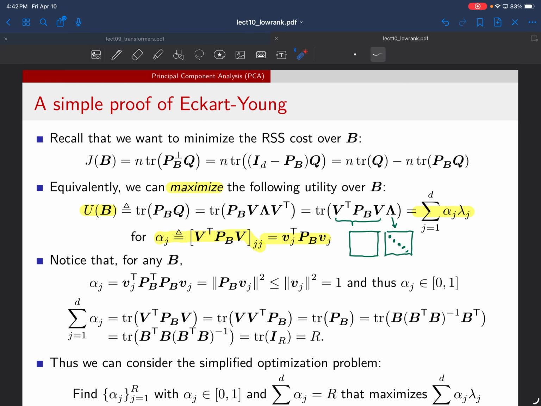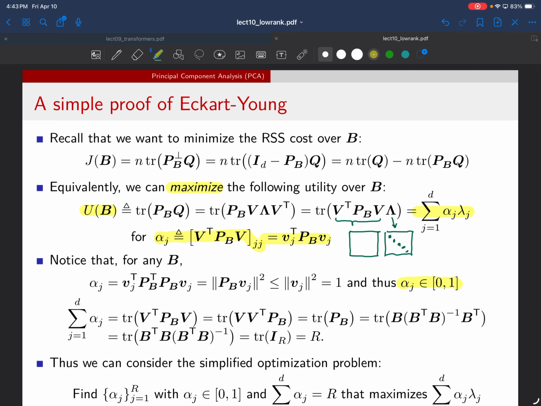And now a projection matrix always shrinks a vector. It can never expand a vector. And so basically the projection norm is always less than or equal to the vector before you took the projection. And because these are orthonormal vectors, we know that the lengths of those are 1. Also, we know that this is non-negative. So that means that the alpha j's must be somewhere between 0 and 1. Okay. Any questions on that?